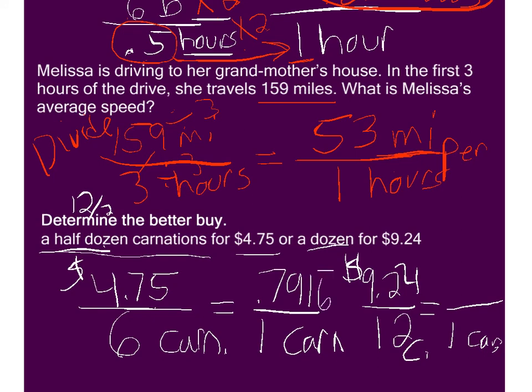Okay, now on this side, I'm going to do $9.24, and I'm going to divide that by 12, which is a dozen. And I get 0.77. So I look and I see 79 cents or 77 cents per flower. I think this one's cheaper by 2 cents, which doesn't seem like a lot, but if you're ordering a bunch of flowers for like a whole school or something, it would be. So this one is cheaper. Always pick the one with the cheaper price.